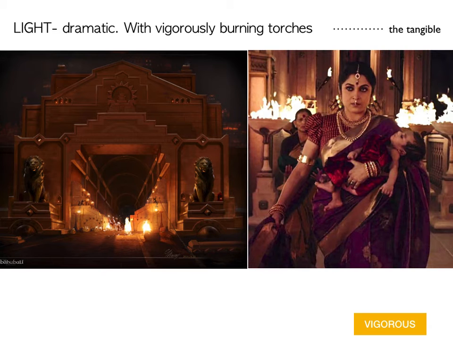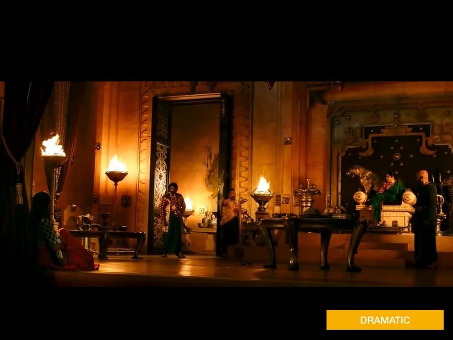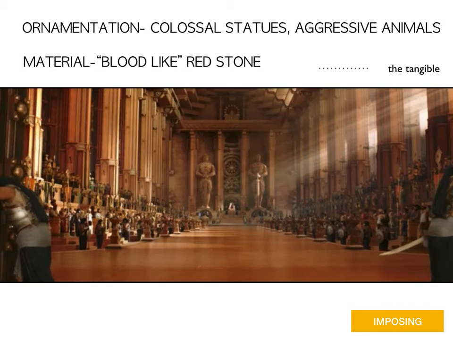The effect is dramatic. Red and gold of the interiors, when lit by these flames, become the visualization of the passionate feelings that run deep in the struggle for power. The same red stone, when lit in the day, reminds us of battle plains. Combined with colossal statues and carvings of aggressive animals, it gives the impression of powerful state machinery maintaining almost military discipline within the kingdom.